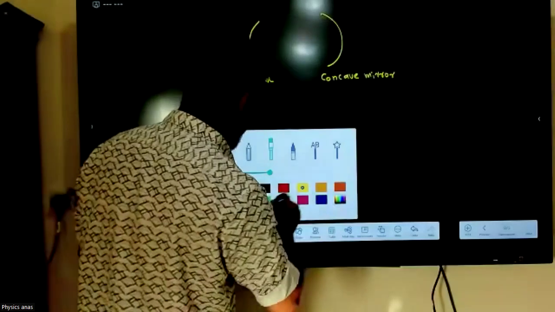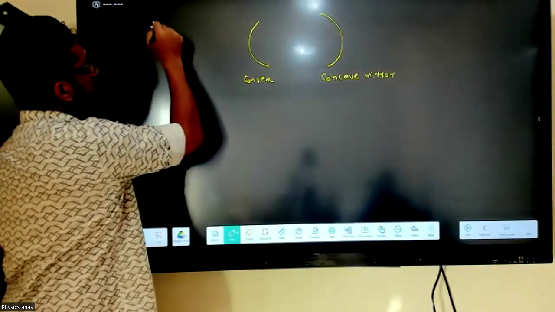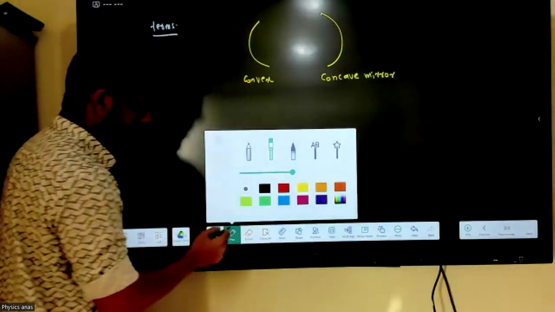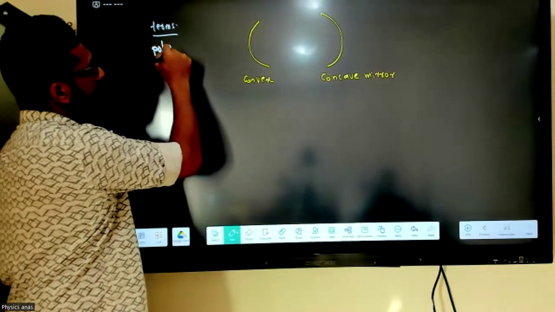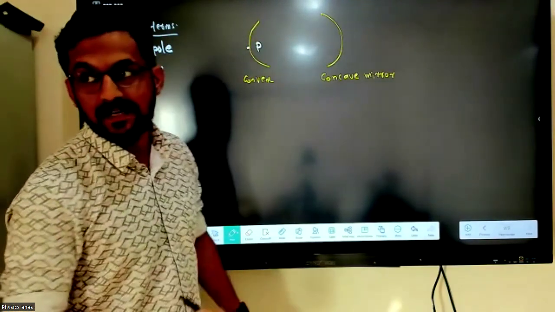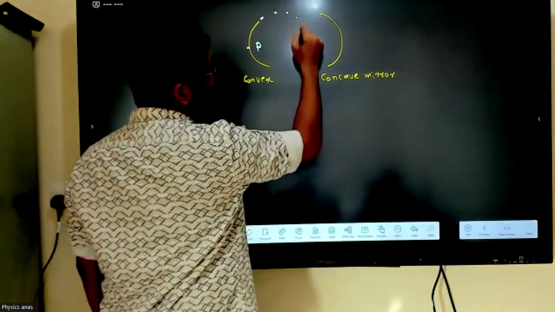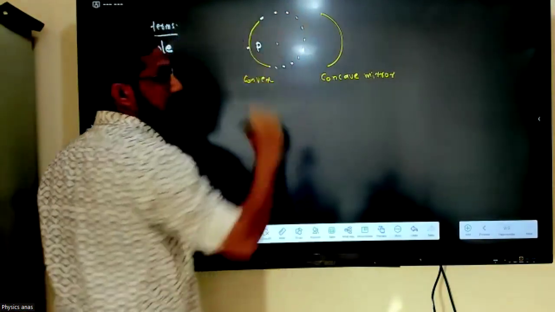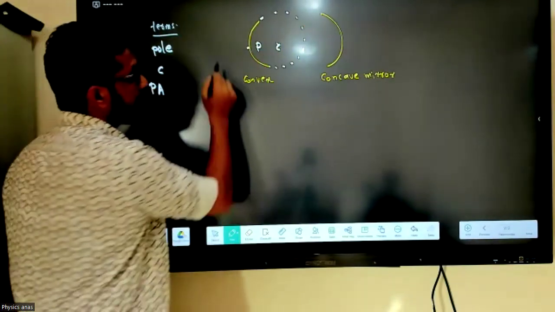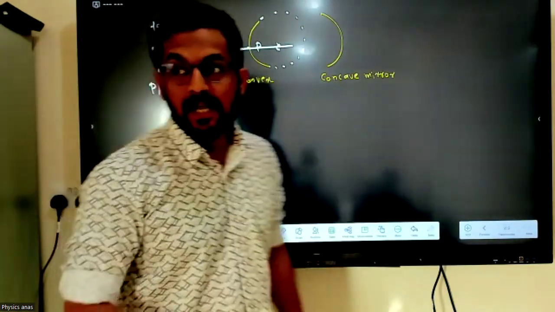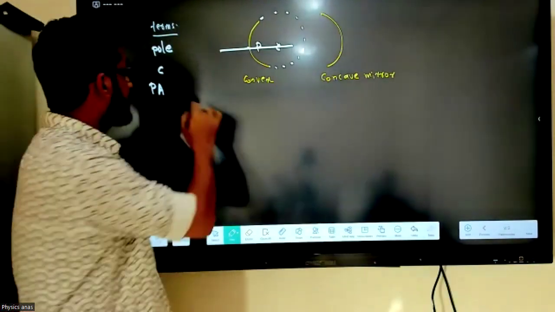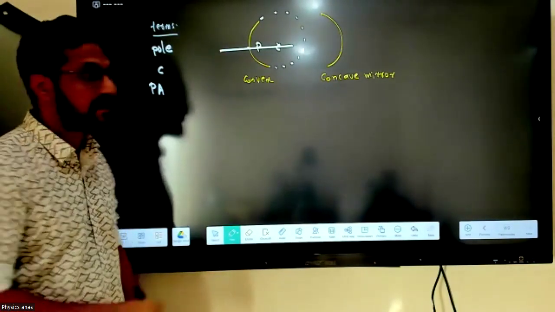Then there were some terms associated with these spherical mirrors. What is the first term? Pole. A pole is the center of the mirror. Then center of curvature: the center of the sphere of which the spherical mirror is a part. Then there is the principal axis: the imaginary line passing through the pole and center of curvature.